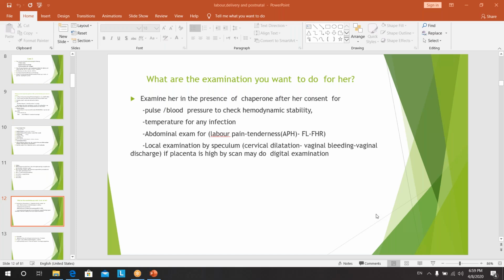So, sir, we give this in established labor, not in suspected, when the cervix becomes 4 cm or more. In this case, 2 to 3 centimeter dilatation is mentioned. So we should say in the exam that we will give it if the patient becomes established in labor. Okay, yes. Thank you, sir. Welcome.